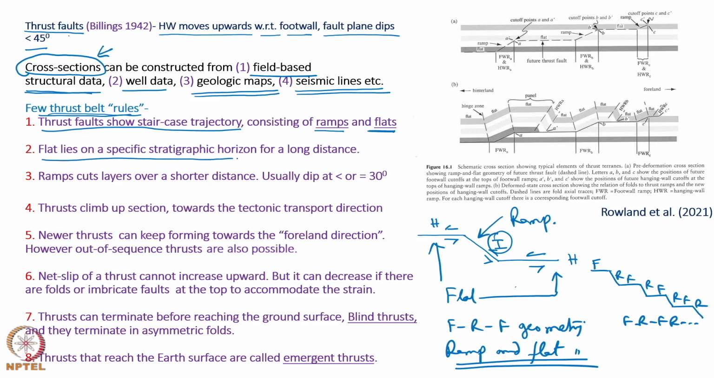A flat lies on a specific stratigraphic horizon and usually for a long distance. Consider situation A where the future fault plane has been shown by dashed lines. This dashed line represents the faulting that is going to happen, or the future thrust fault, where the thrust fault goes for a considerable distance along a specific stratigraphic horizon such as here, here and here. We call it a flat.